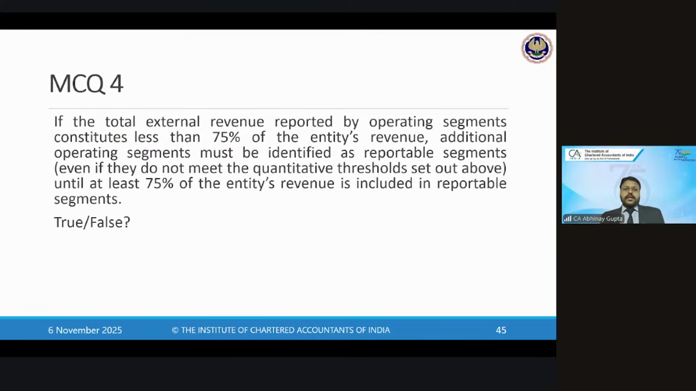If the total external revenue reported by the operating segments constitutes less than 75% of the entity's revenue, additional operating segments must be identified as reportable segments, even if they do not meet the quantitative threshold set out above, until at least 75% of the entity's revenue is included in the reportable segments. True or false? True. Because we have to meet the 75% threshold anyway, right? Yes, sir.